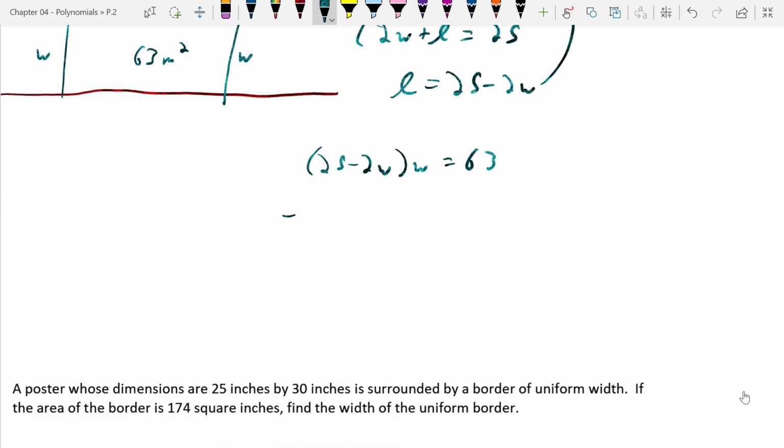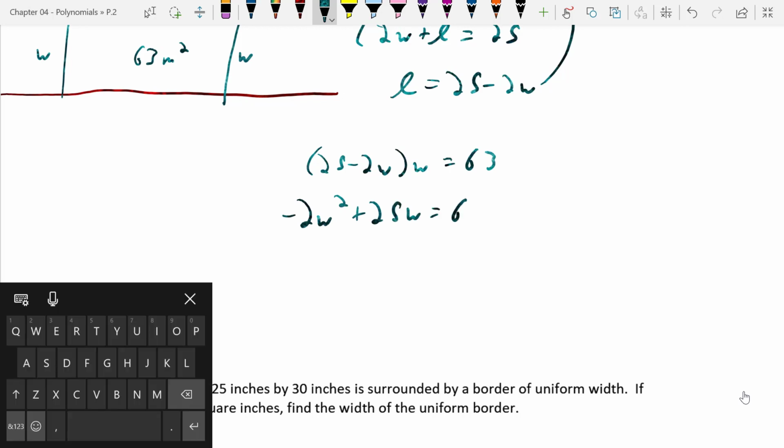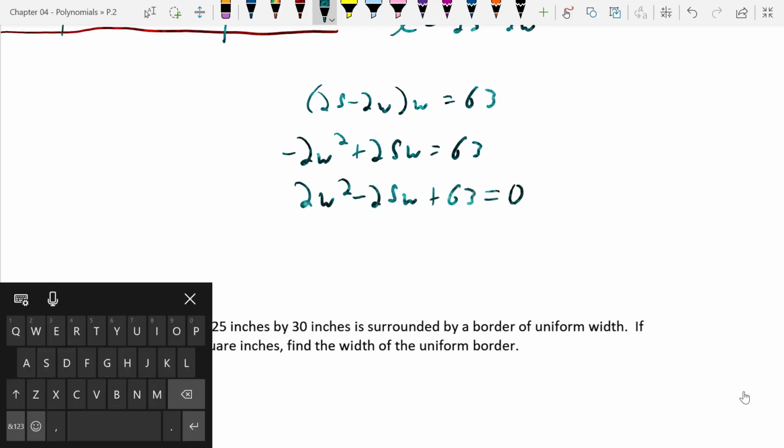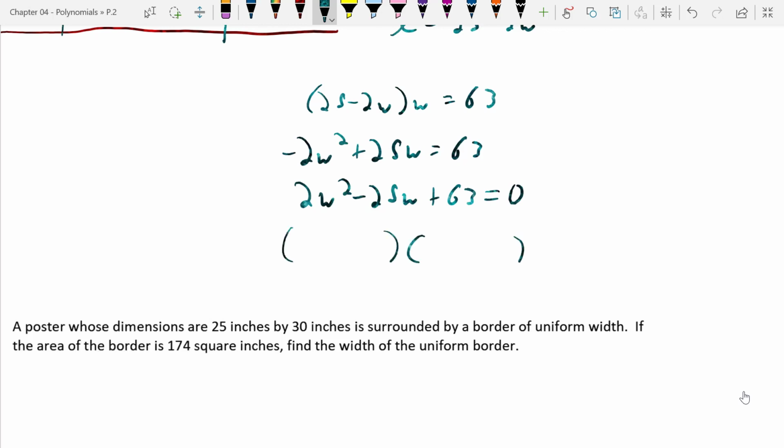That gives me negative 2W squared plus 25W equals 63, or 2W squared minus 25W plus 63 is equal to 0. And then we just need to do the splits again. 2w, w. We can start with 9 and 7.